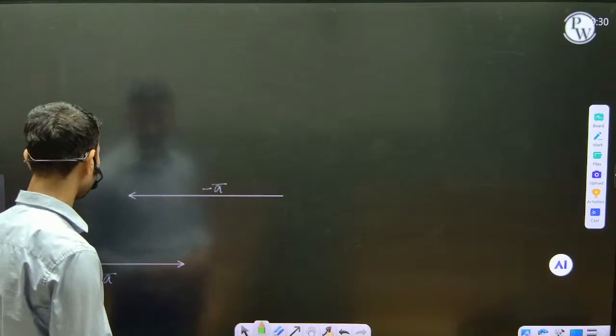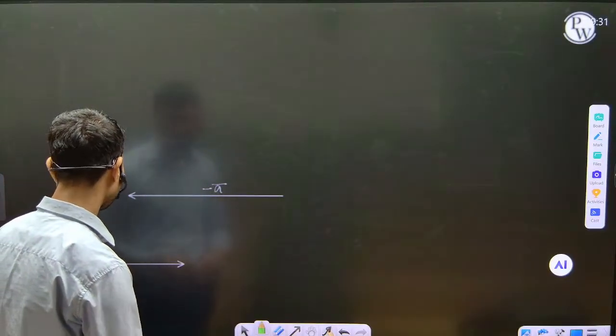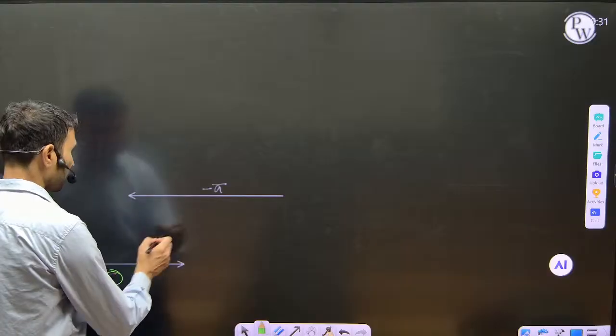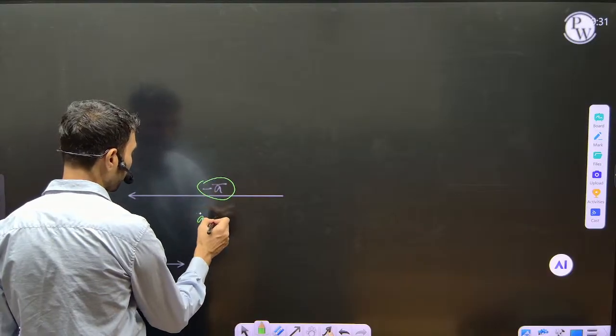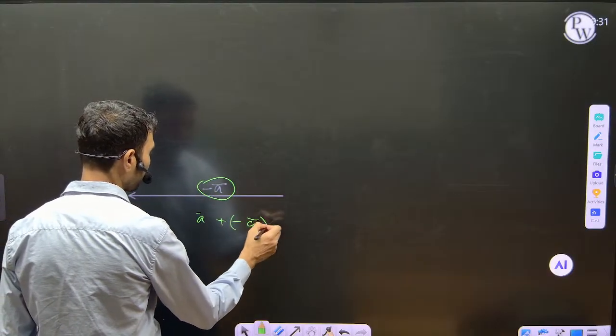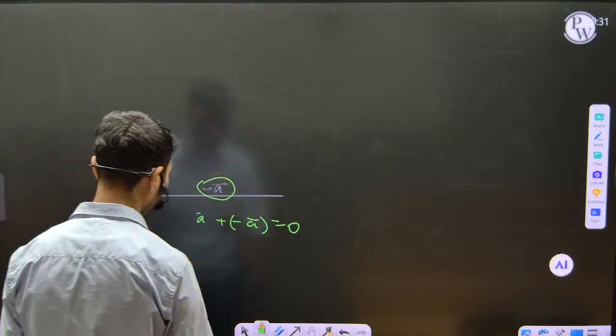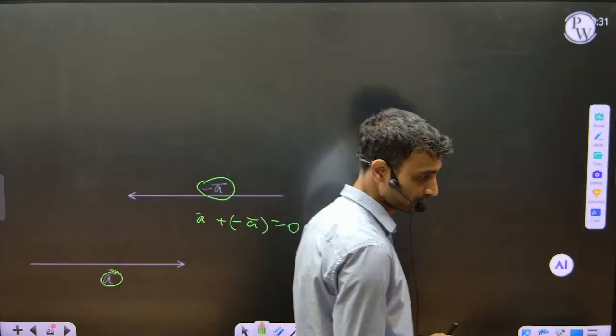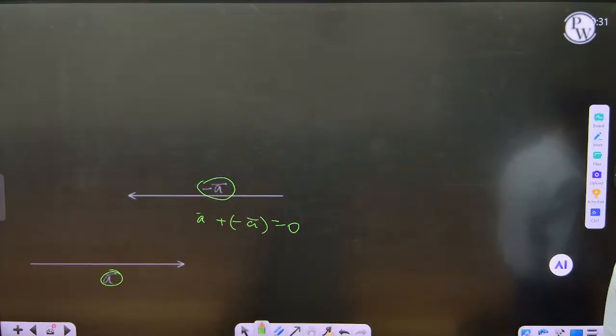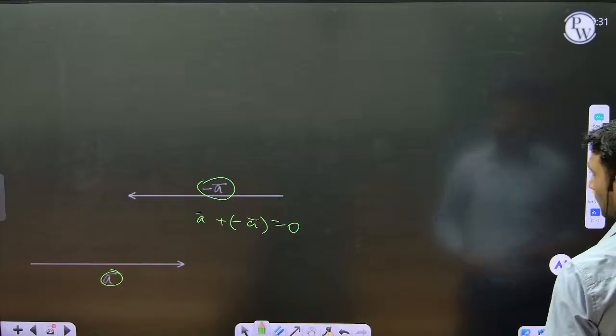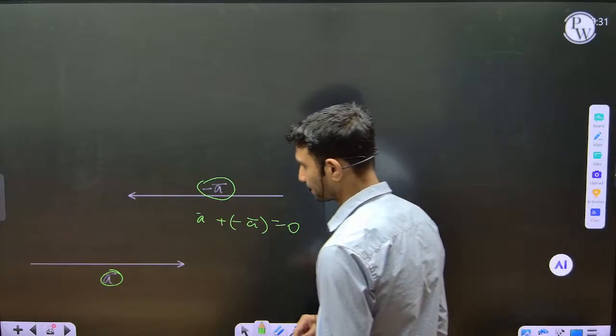Let's go ahead. Add these two vectors. What will be the sum? One is A vector, another is minus A vector. What is the sum? A vector plus minus A vector anyway is how much? 0. So we don't have to do anything here. Very straightforward. Right?